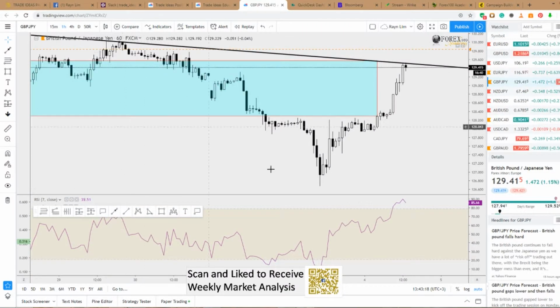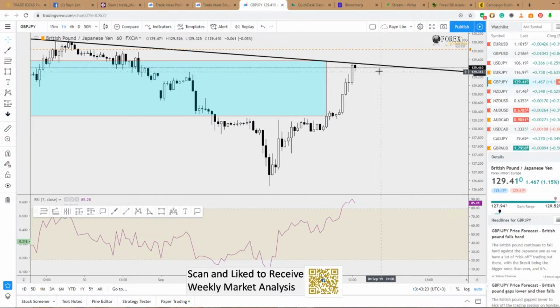On the 1-hour chart, pretty much nothing for me. So I will wait for a classic trading opportunity for a confirmation. So let me just quickly jot it down over here. Something to look at, pound yen. Okay, for a selling opportunity, H1 trend line.